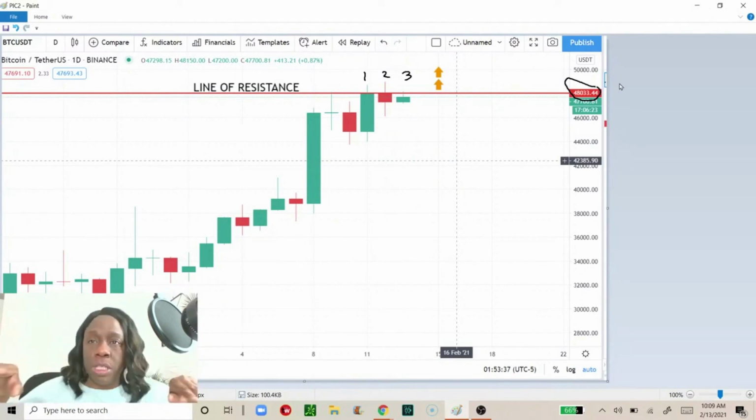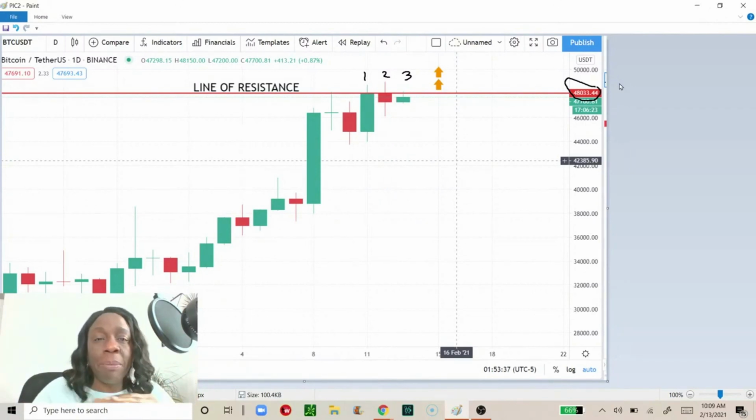There is a force, and that force is actually created by sellers. People are camped out at this line of resistance. As soon as price action goes to 48K and above, they start selling. Selling always causes price to go down. And that's what a resistance is. It's a tug of war between your buyers and your sellers constantly.